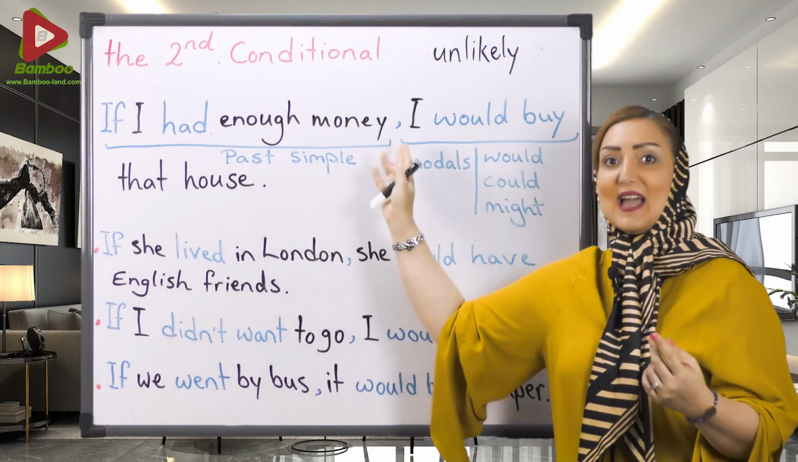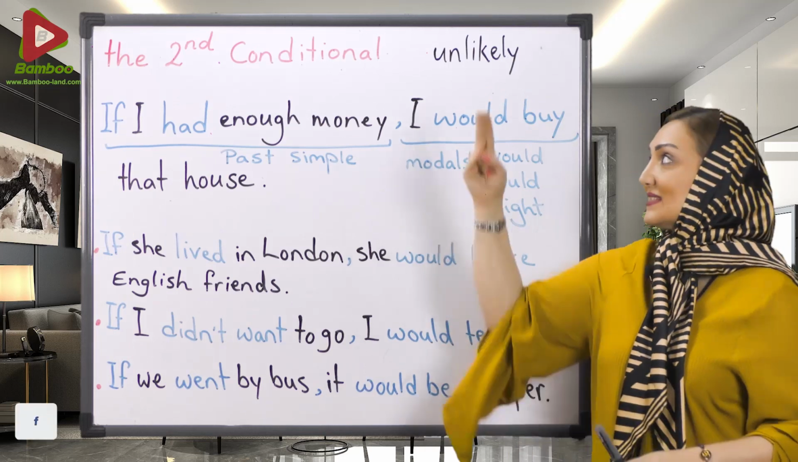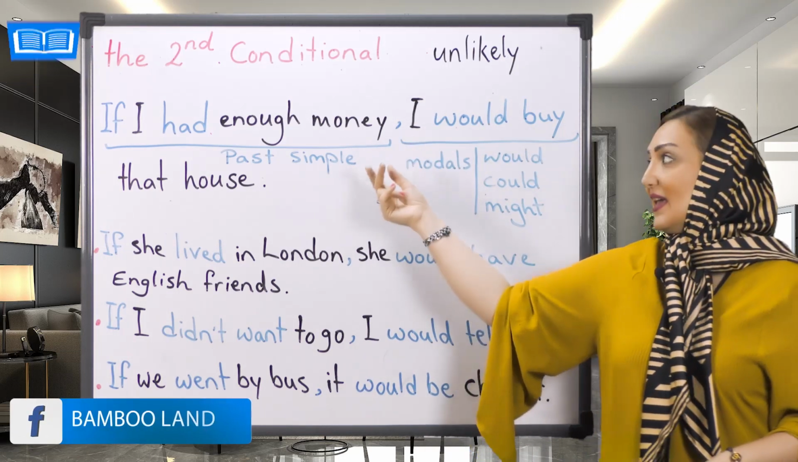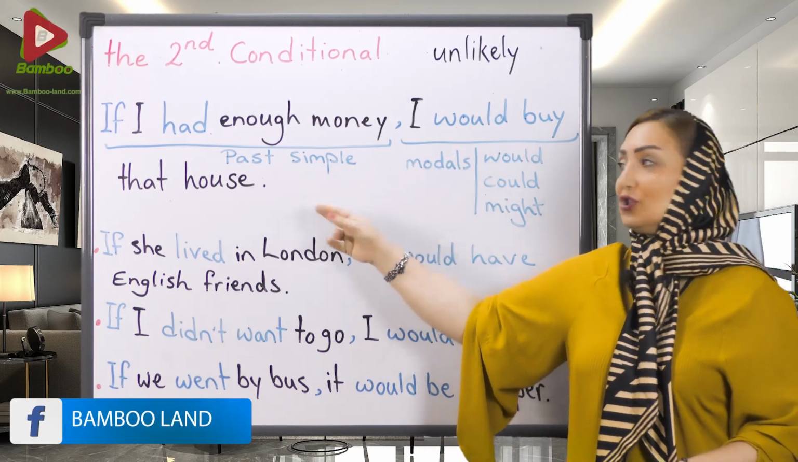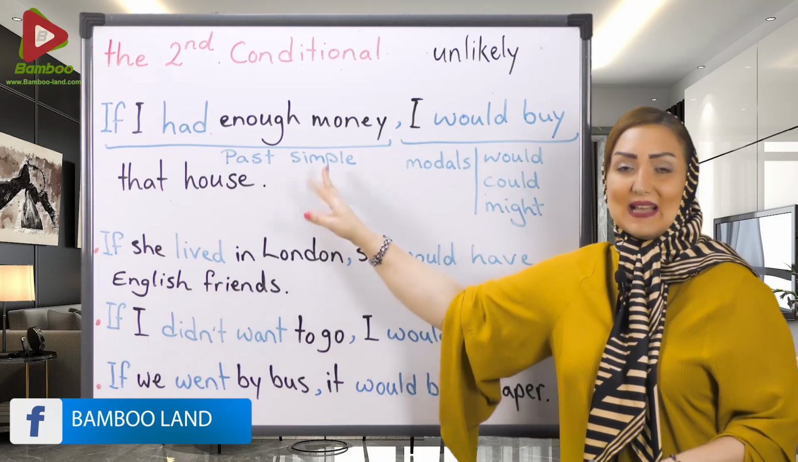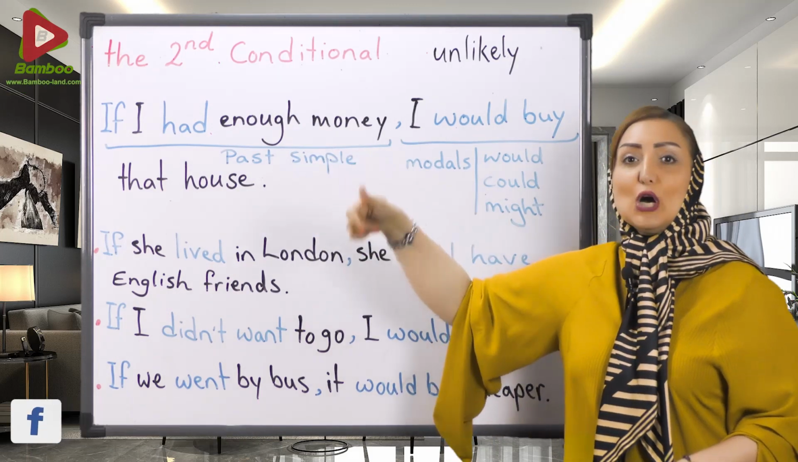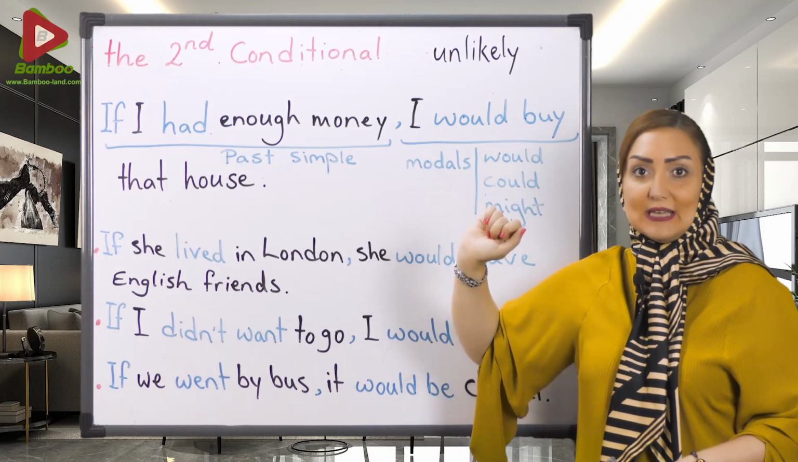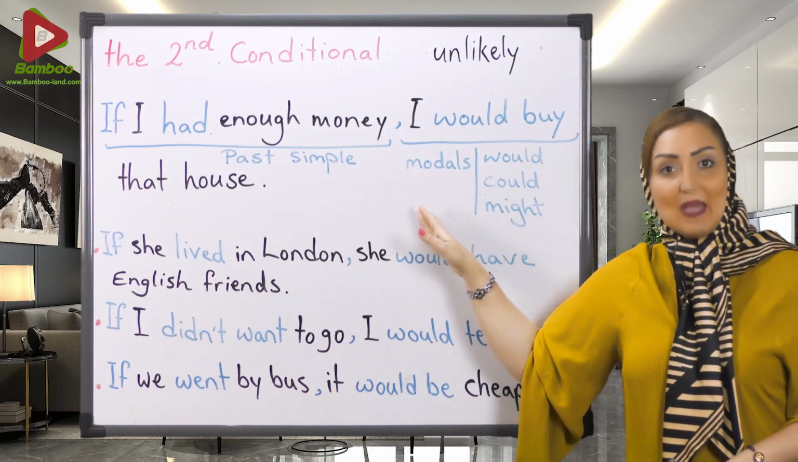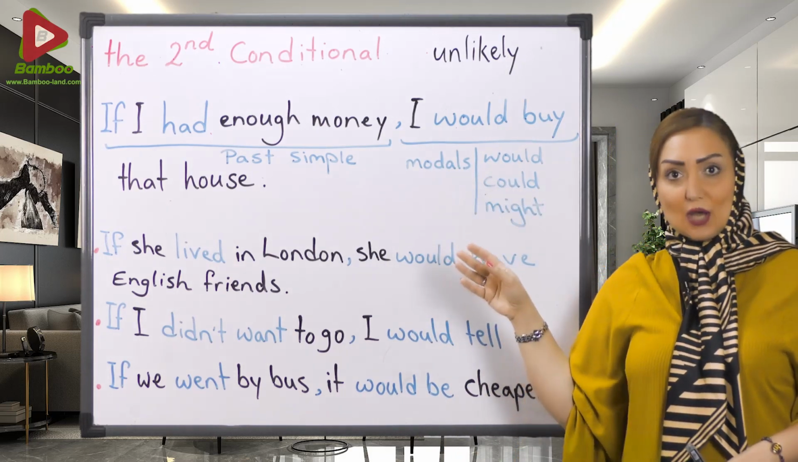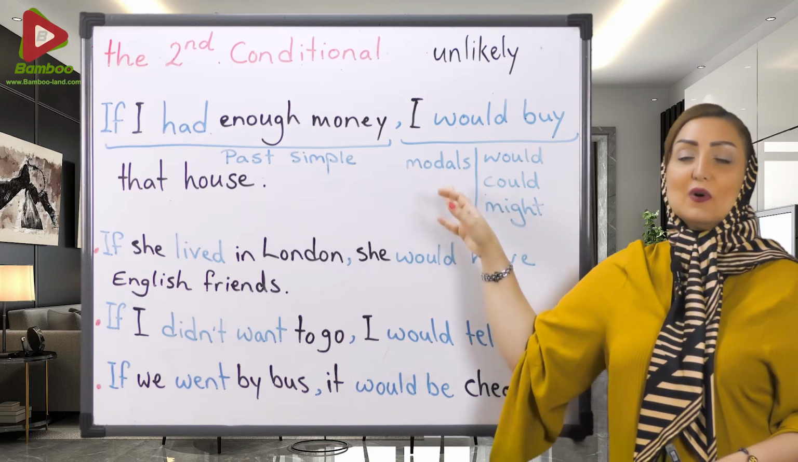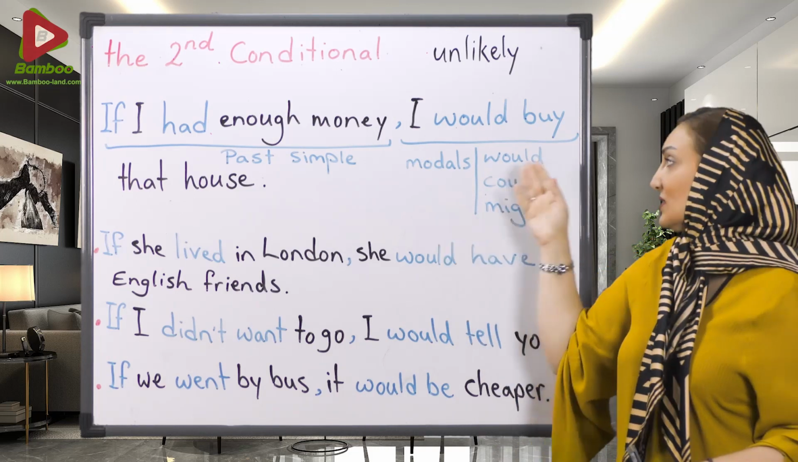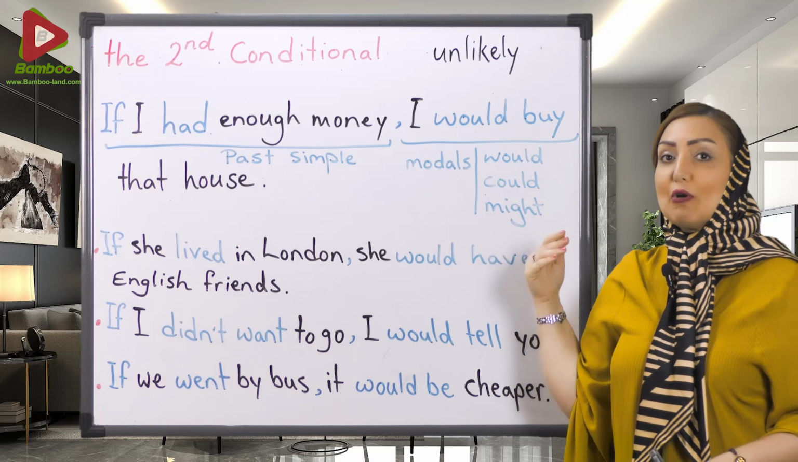If clause and main clause. In the second conditional, in the if clause, you should use the simple past or past simple. You say, if I had money, and in the main clause, or the result clause, you can use one of the modal verbs. Modals would, could, or might.